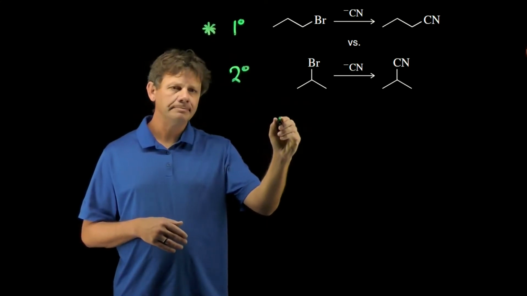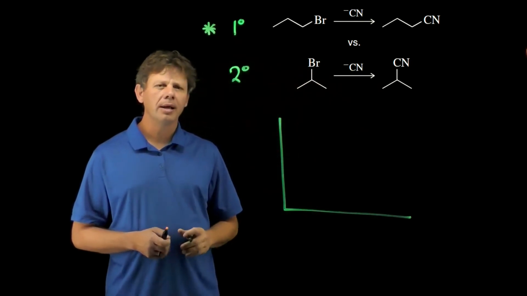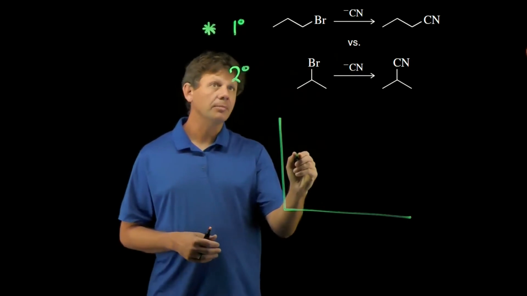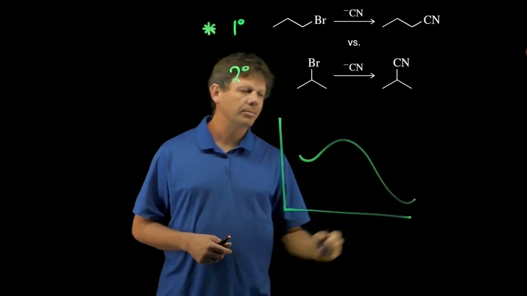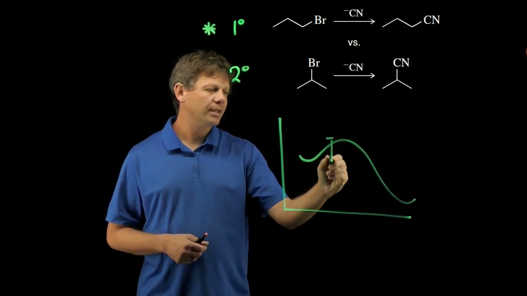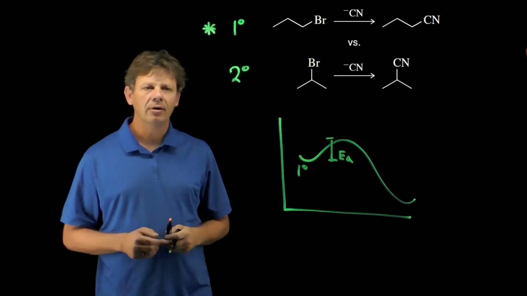How can we show that? Well, we can illustrate that. We'll do our primary in green. This is going to be a favorable reaction, and we'll assume a transition state that looks something like this, where this is the activation energy. Again, this is for the primary alkyl halide.